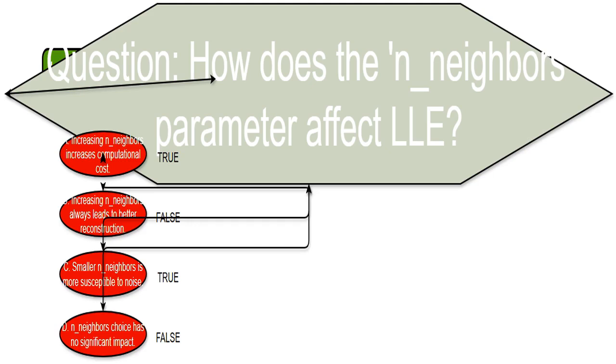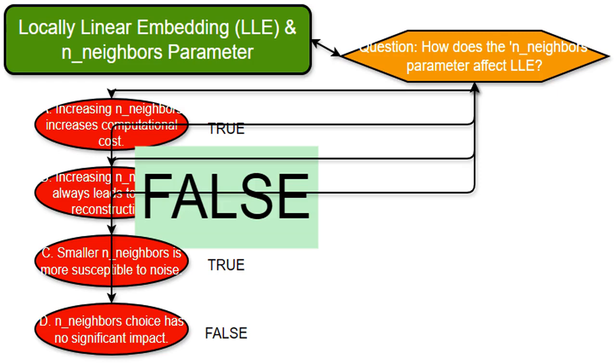I see that increasing the number of neighbors means I need to do more calculations to find those neighbors and figure out how each data point relates to them. That directly makes the whole process slower. This statement is true. Makes sense, right? If I use only a few neighbors, my reconstruction depends heavily on those select few points. If a couple of them are noisy or outliers, they can really mess up the whole reconstruction. This statement is also true.